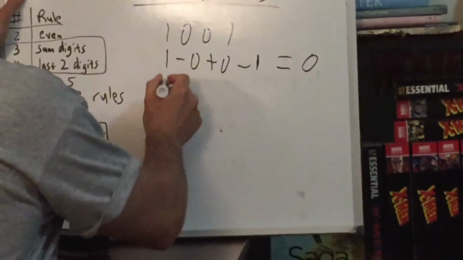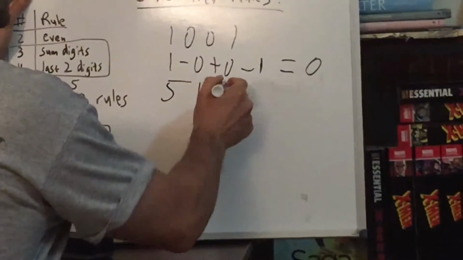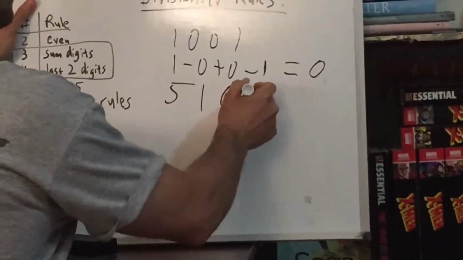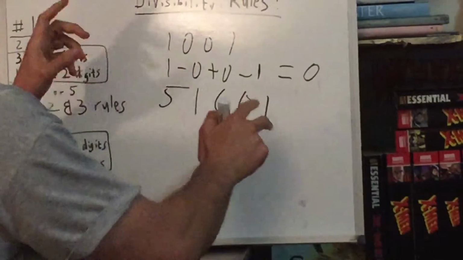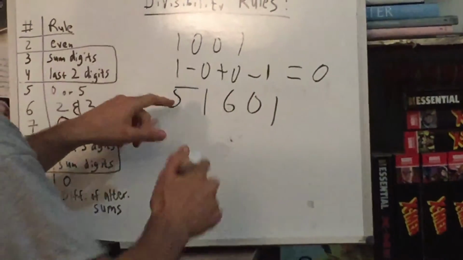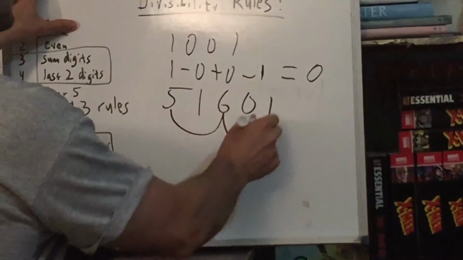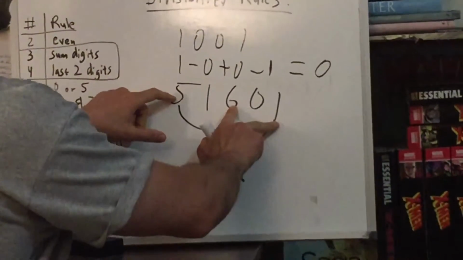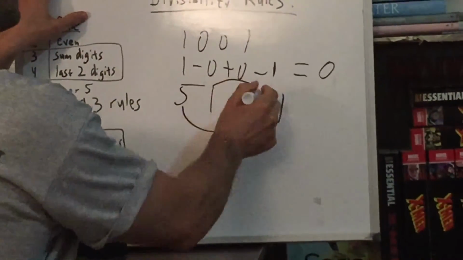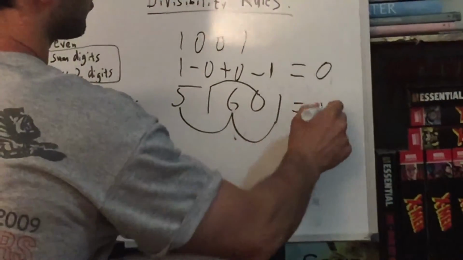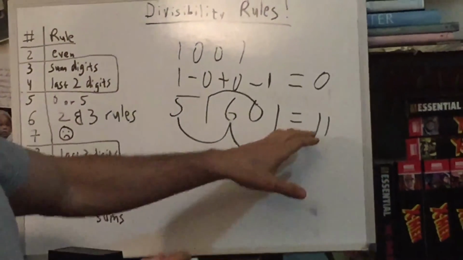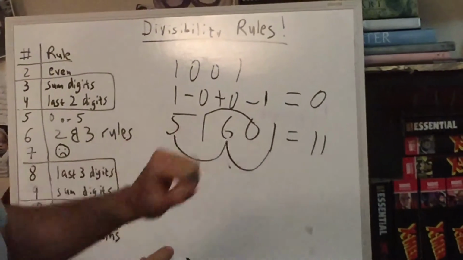You could try 5, 1, 6, 0, 1. So now you could think of it as actually adding up these alternating sums, so that's 12. And now we're going to subtract off this sum, which is a 1. So 12 minus 1 is 11. And so 11 is divisible by 11, and so is this number.